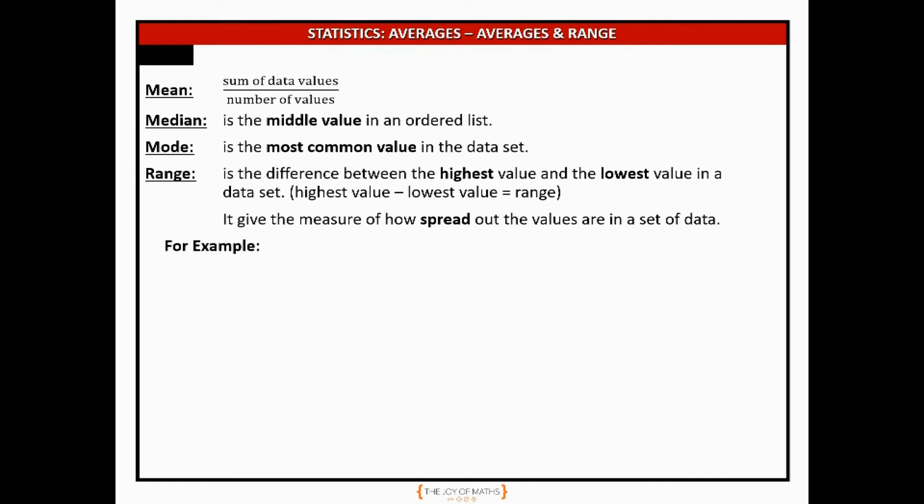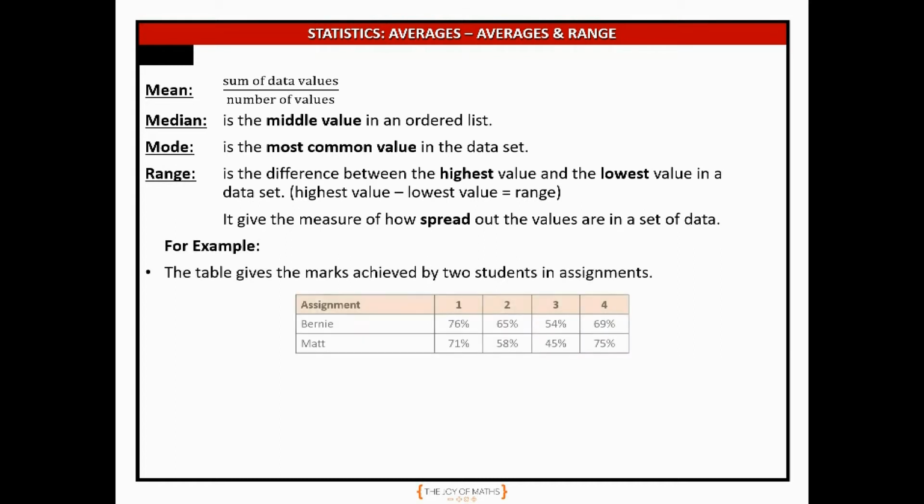So let's have a look at an example. This table gives marks of two students in assignments, Bernie and Matt, and what we're going to do is analyse their data and look at the spread of their data. If we take Bernie's, we've got 76% is the highest score and 54% is the lowest score. So 76 minus 54 leaves us with 22%. So the range of Bernie's data is 22%.